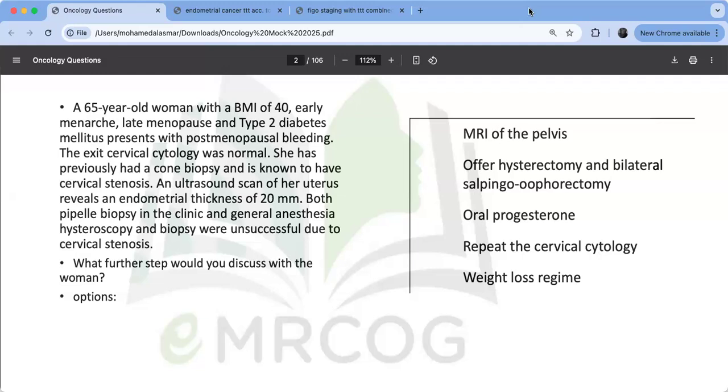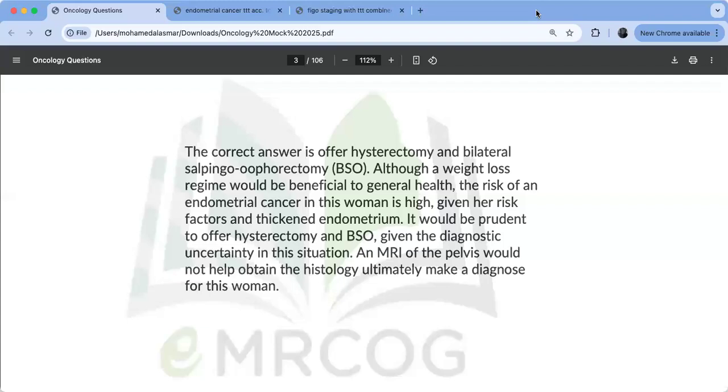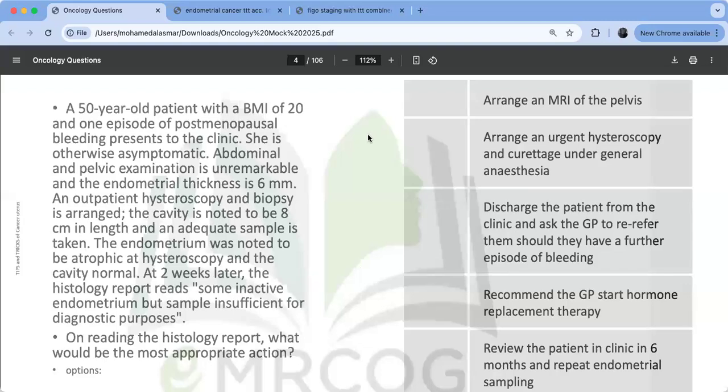Yes, I will discuss treatment by surgery, right? Because the only way to get the sample will be the histopathology after removal of the uterus, right? Yes, well done, my friends. Well done, everyone. Okay, so here is another question.